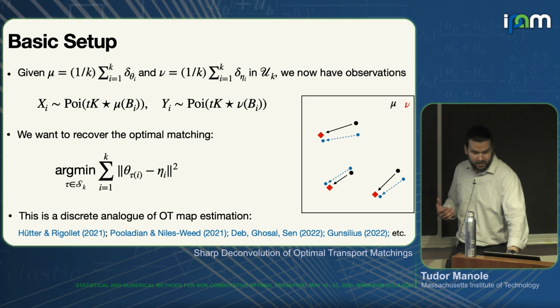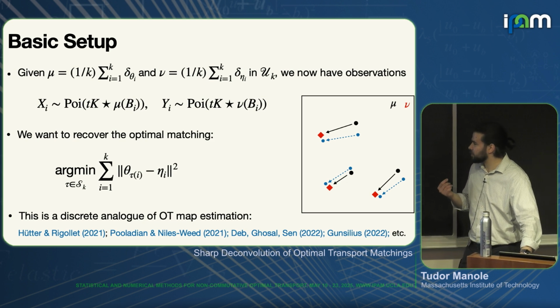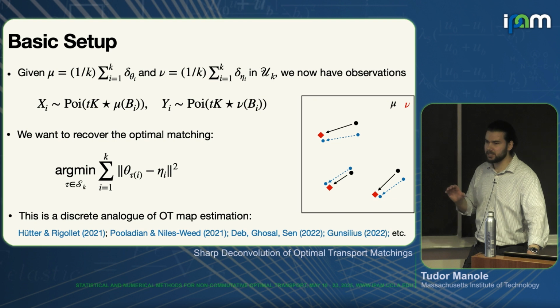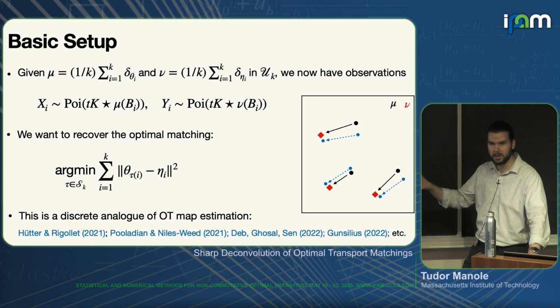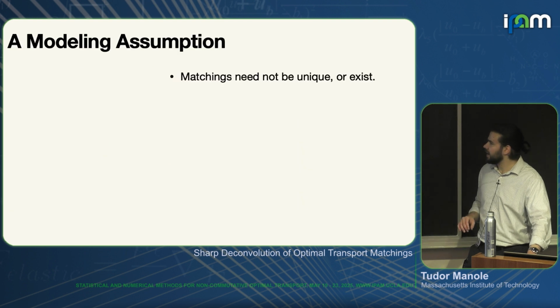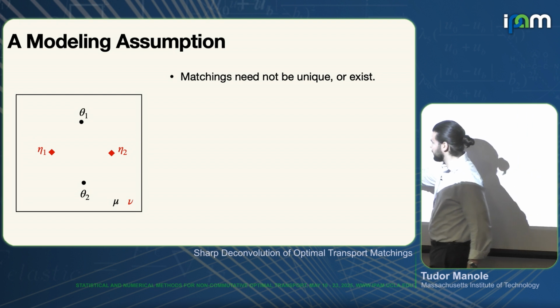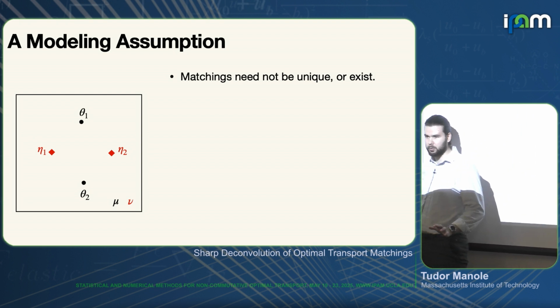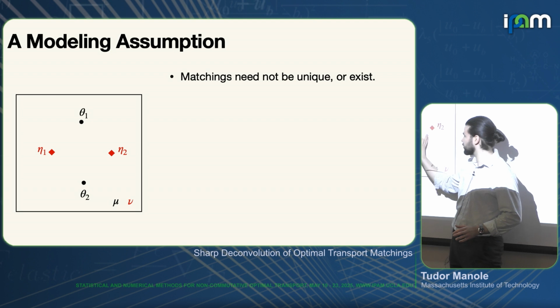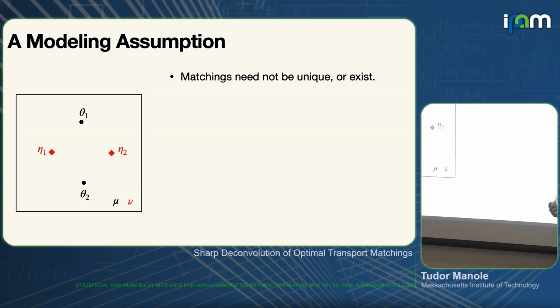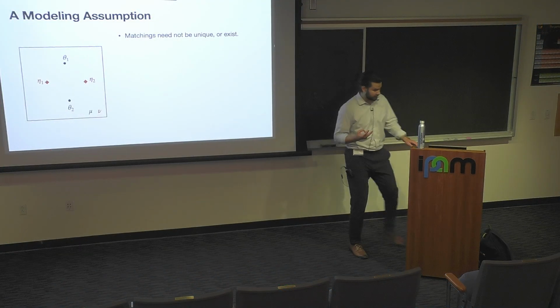But before I get there, I have to tell you about one issue which arises, which is the fact that optimal matchings need not be unique. So I need to place some regularity assumptions on mu and nu in order to make this problem tractable. There are simple examples of this. Here's a classical one. Suppose I take mu to be the measure supported on these two points. Again, everything is uniform. Nu is the measure supported on those two points. It's clear that in this picture we have two optimal matchings.